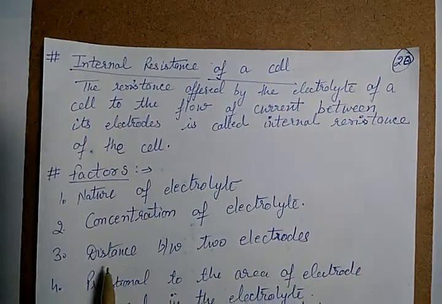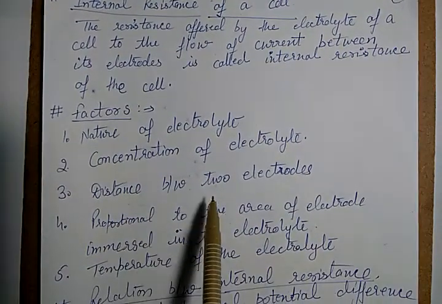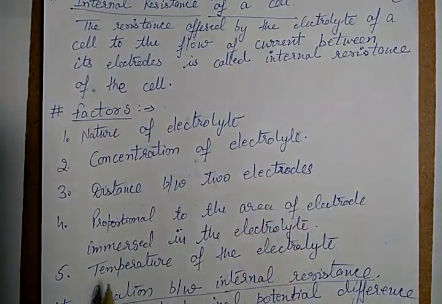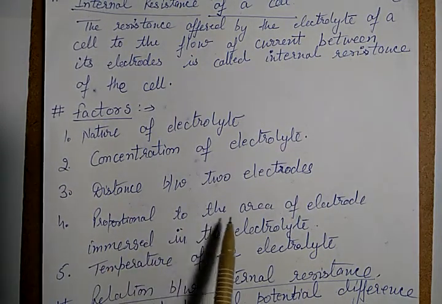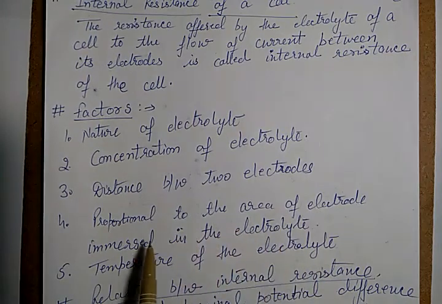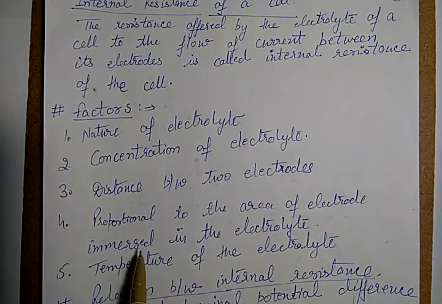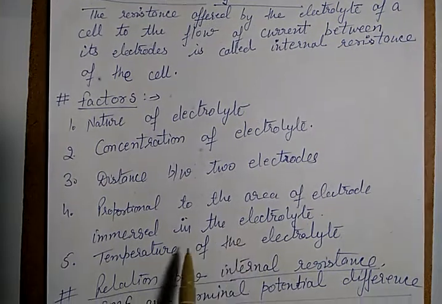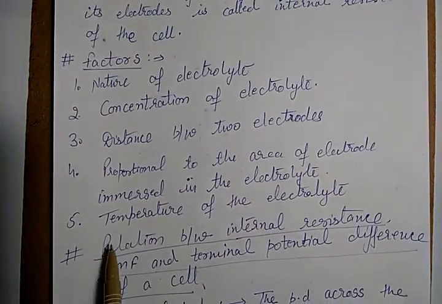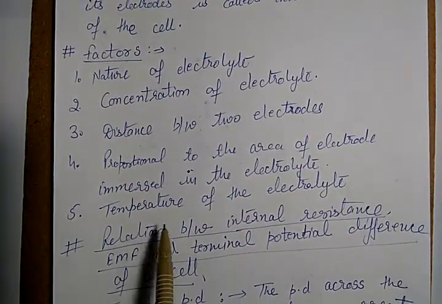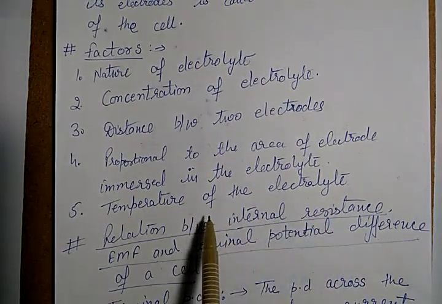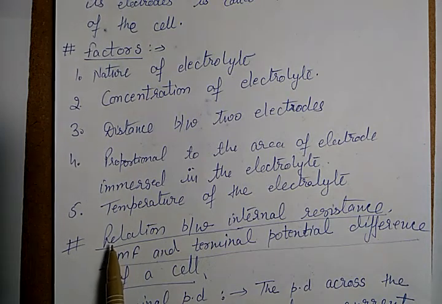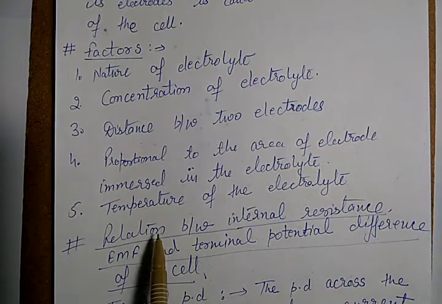Internal resistance is directly proportional to the distance between the two electrodes, and it is inversely proportional to the area of the electrodes which is immersed in the electrolyte. And this internal resistance is also inversely proportional to the temperature of the electrolyte. Like if we increase the temperature, the internal resistance of the cell decreases, or vice versa.